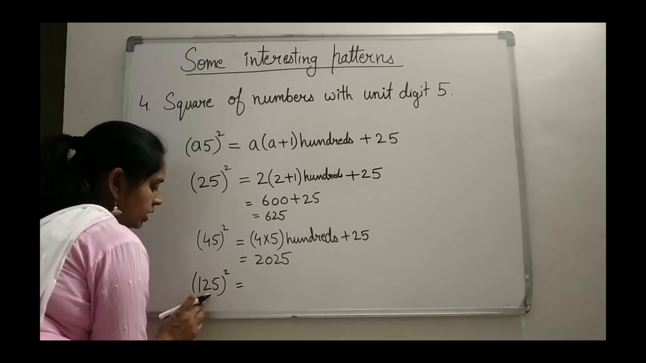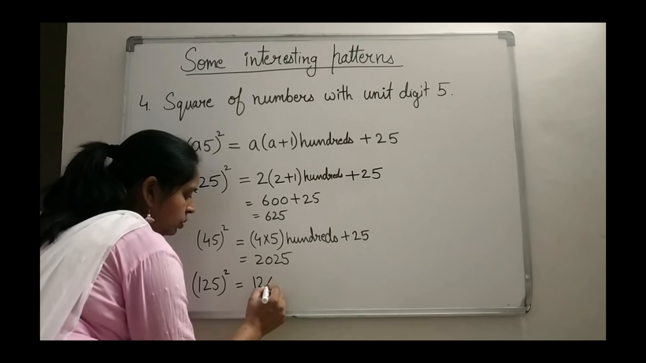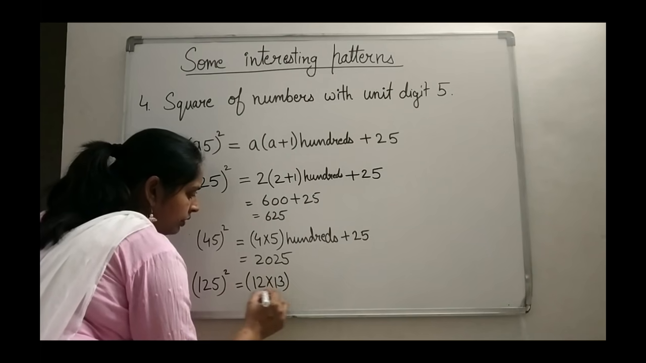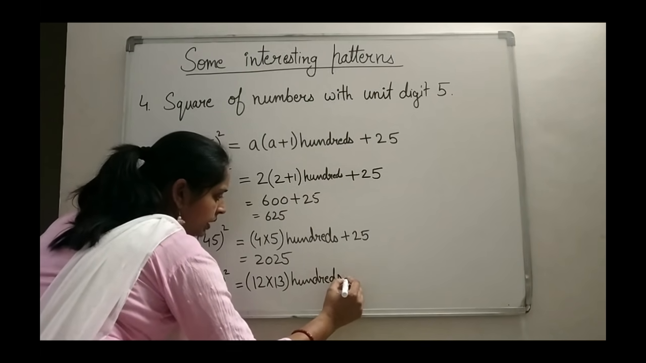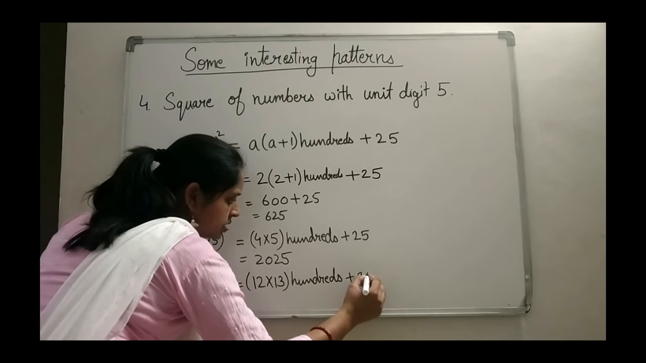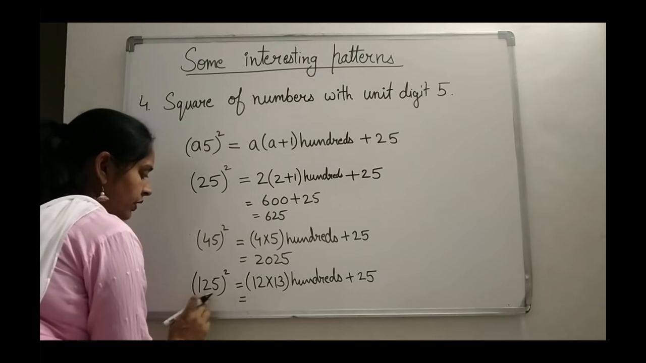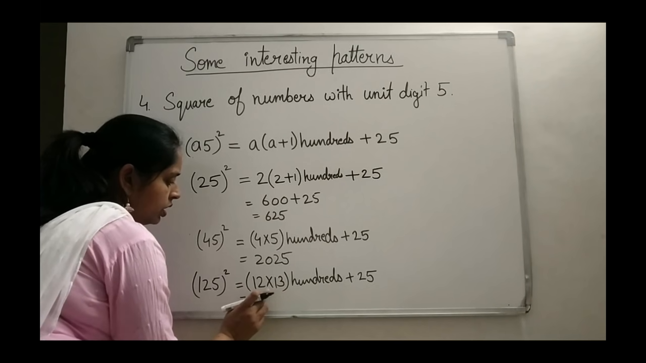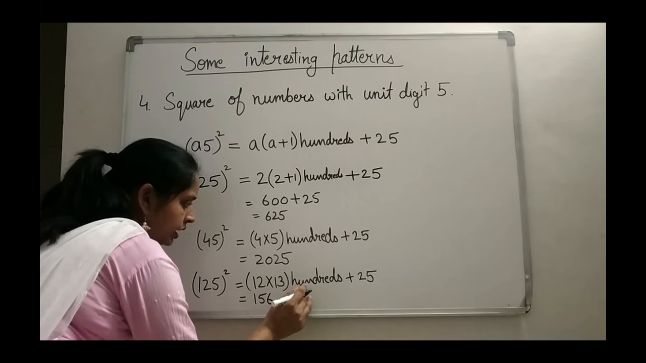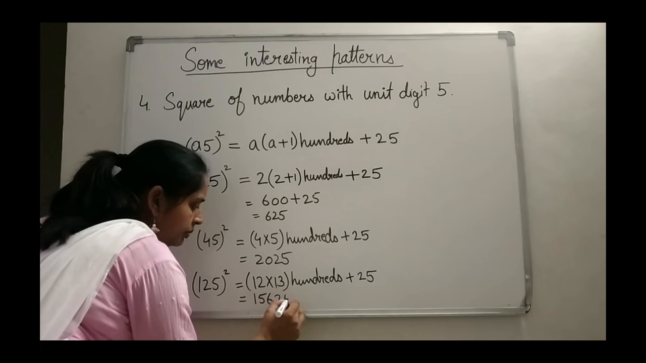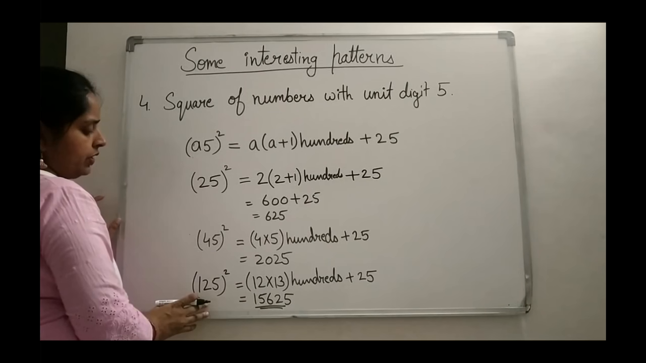Similarly, if you have a number like 125 square, then also whatever number is before 5, what is it here? 12. So 12 into 13, hundreds, plus 25. 25 is fixed. Whatever number is before 5, take that number and the consecutive number to it. 12 into 13 you get as 156. Then hundreds, so the number will end in 25. So 15625 will be the answer for 125 square.